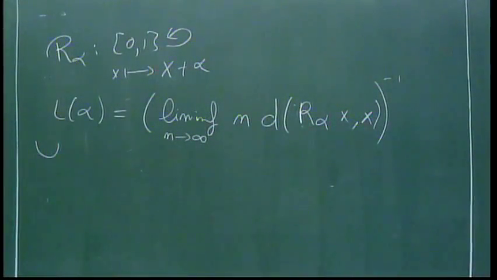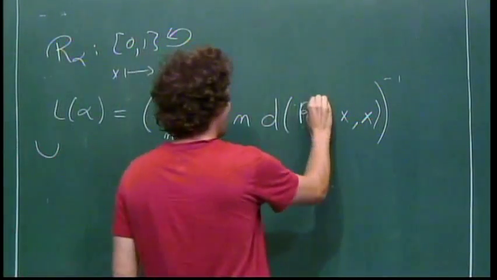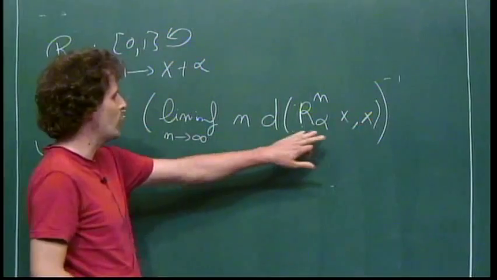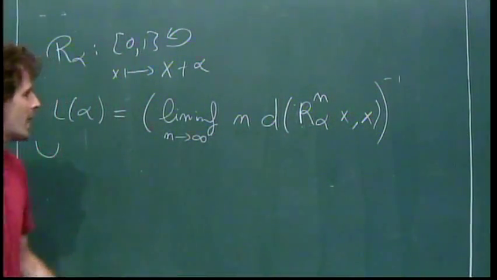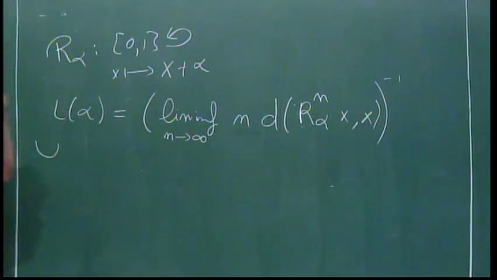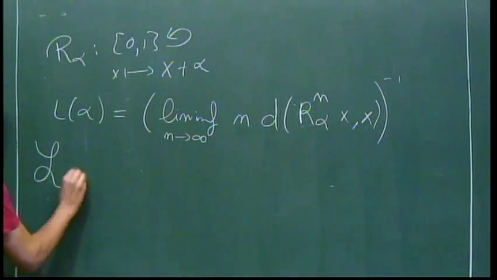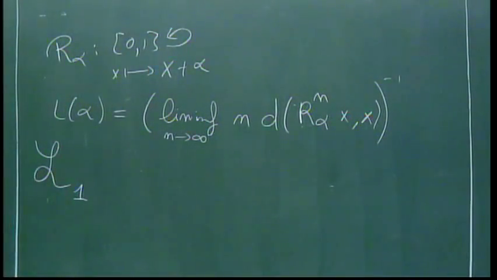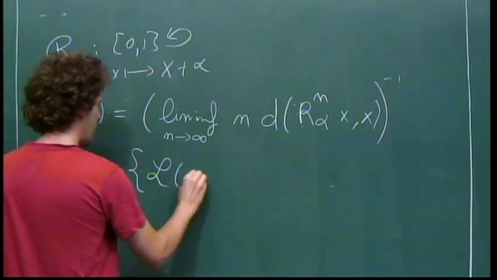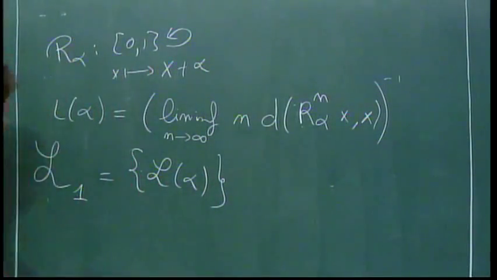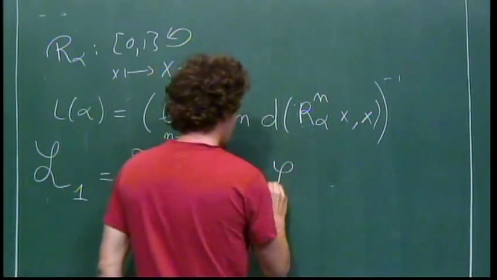You're looking at the rate of recurrence of the map. And if you don't multiply by n, it makes no sense. This is a good quantity to multiply by. And so the Lagrange spectrum, let's call it L of 1. There will be generalizations later with other numbers here. So L of 1 is the set of L alpha. And this is the Lagrange spectrum.